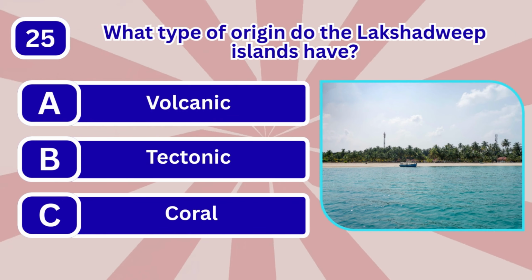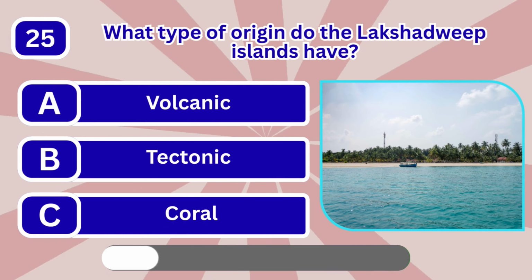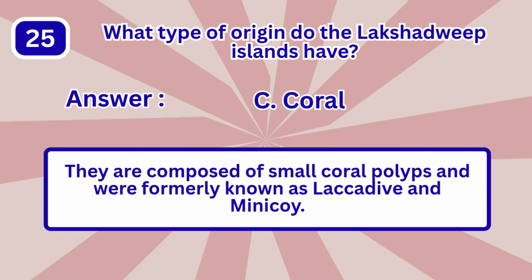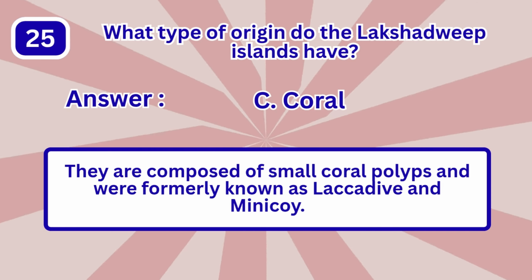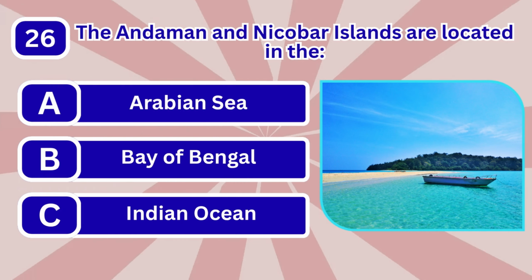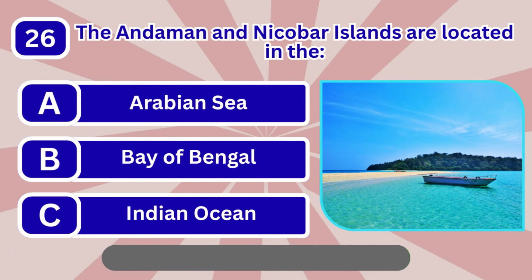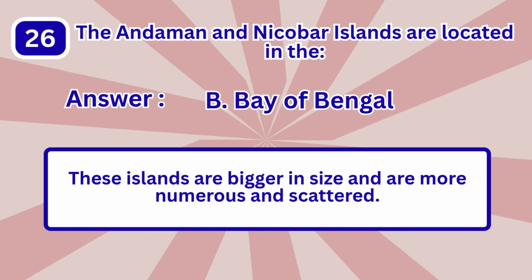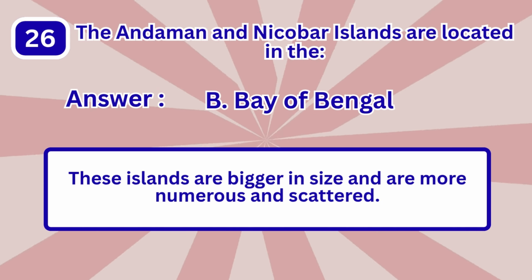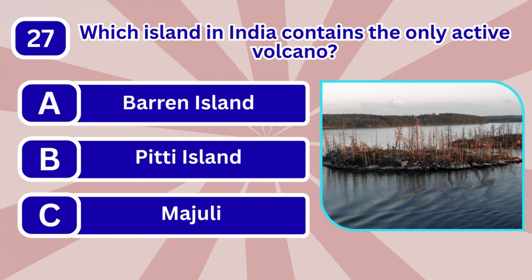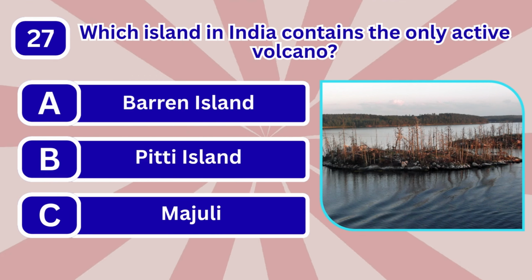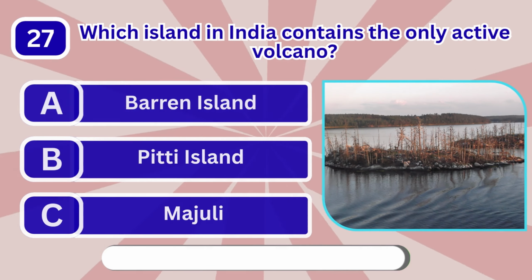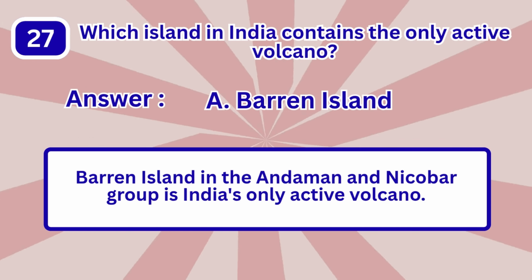What type of origin do the Lakshadweep Islands have? Answer is C. Coral. The Andaman and Nicobar Islands are located in the B. Bay of Bengal. Which island in India contains the only active volcano? Option A. Barren Island.